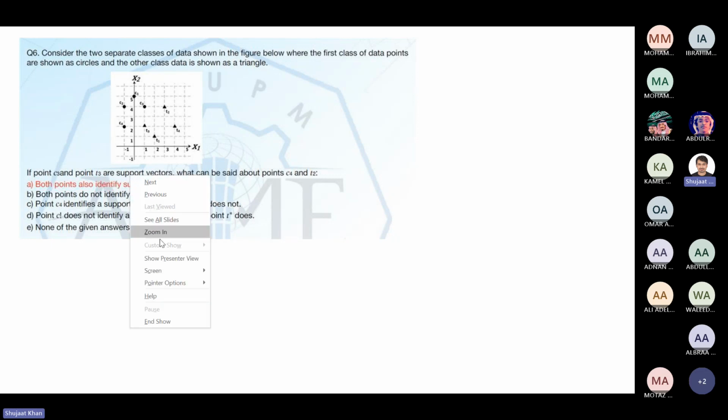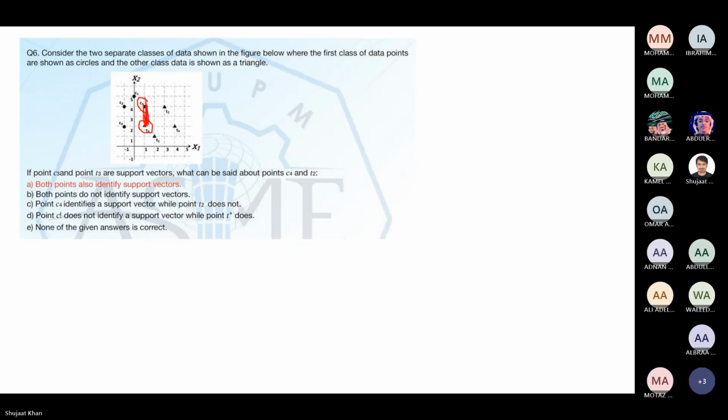Here you have 2 classes of data, and the question is asking if the points C3 and T3 are support vectors. So the question is telling us that C3 and T3 are my support vectors. This is my C3 and this is T3. If C3 and T3 are the support vectors, what can be said about C4 and T4? First you have to understand, this is your decision boundary. This is your maximum margin.